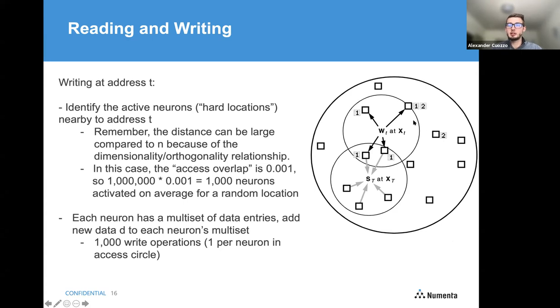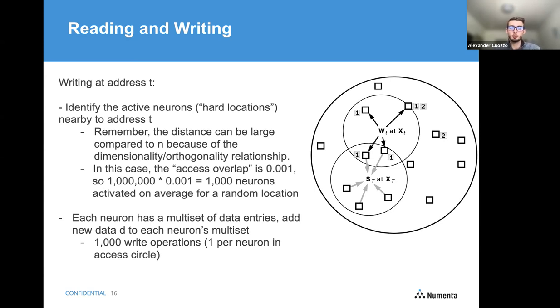You're going to be writing to each of the neurons that you're within a certain radius of, and those are called hard locations in the book. So the number of such neurons should be pretty small, because most of them are not going to be anywhere close to that target. The numbers chosen in the book can be varied, but you can choose the expected number of neurons that you want to be activated by any given location.